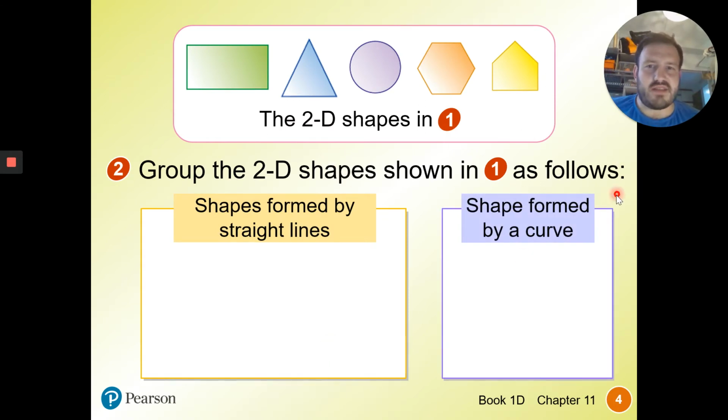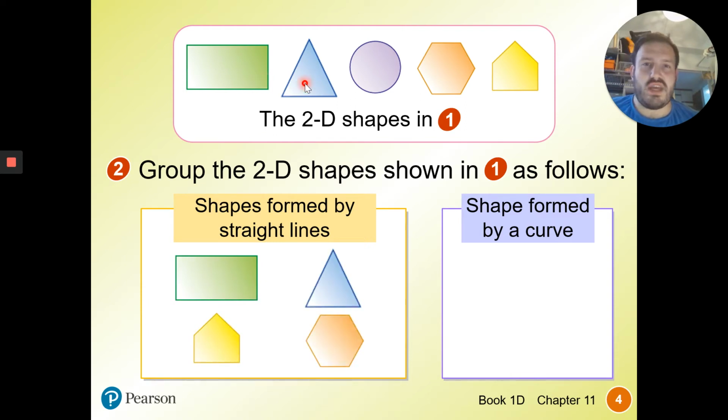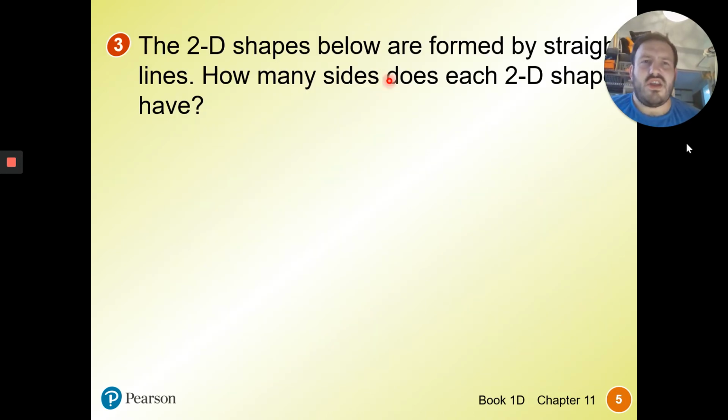Group the 2D shapes as follows. Shapes formed by straight lines and shapes formed by curves. Well, it's clear that all these shapes are straight lines, and it's only the circle which is a curved line. The 2D shapes below are formed by straight lines. How many sides does each 2D shape have?